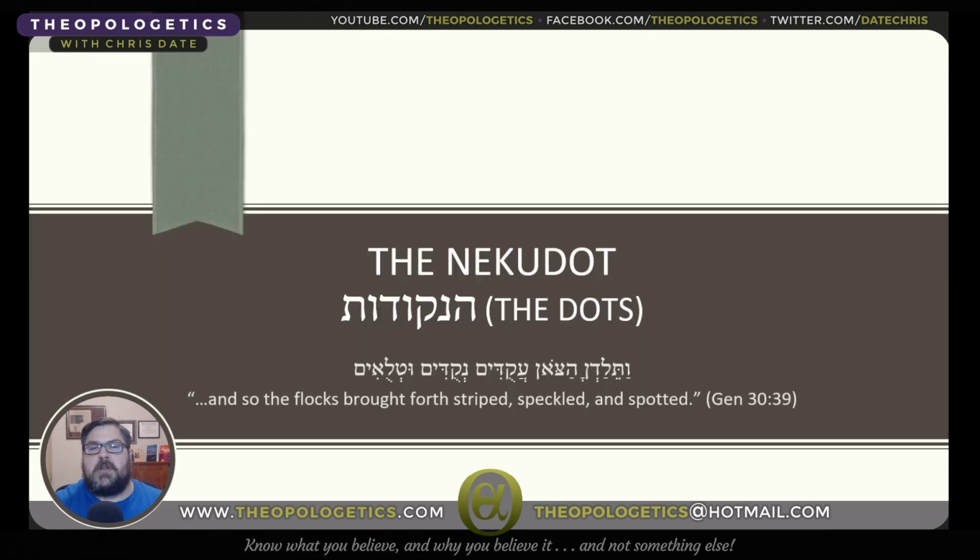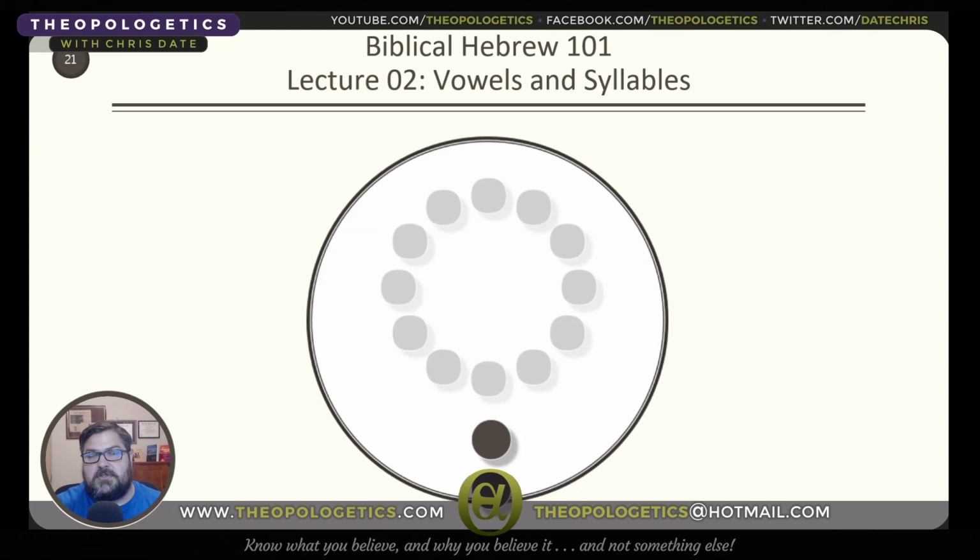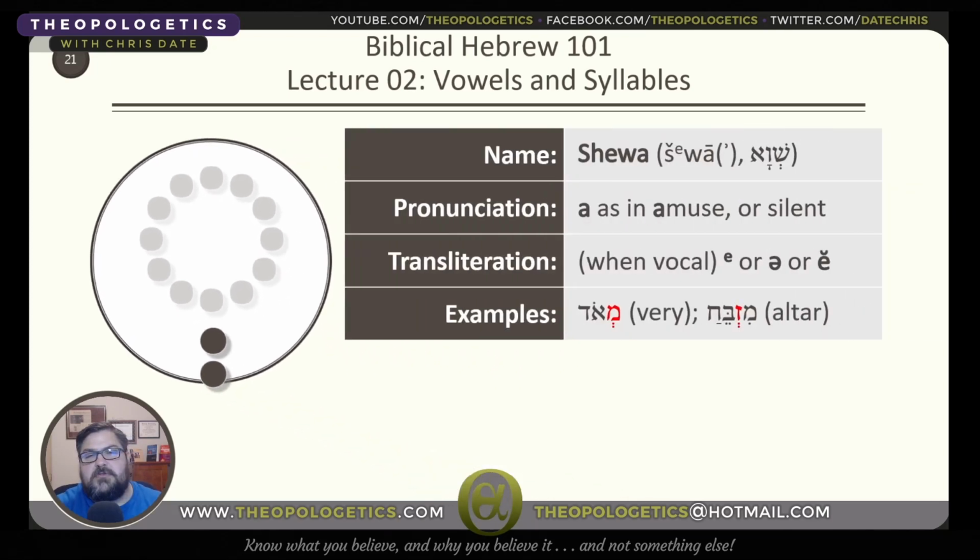All right, so with all those details and rules out of the way, let's dive into the individual nekudot, or dots. And we'll begin with the symbol that is often treated as a vowel, but isn't actually a vowel, the shava. As you can see, the shava is two dots in a vertical line under a consonant. It is pronounced in a very hurried way when it's vocalized, like the A in amuse. Right? We don't say amuse, we say amuse. That's when it's vocal. When it's silent, it's silent. It's not pronounced at all.